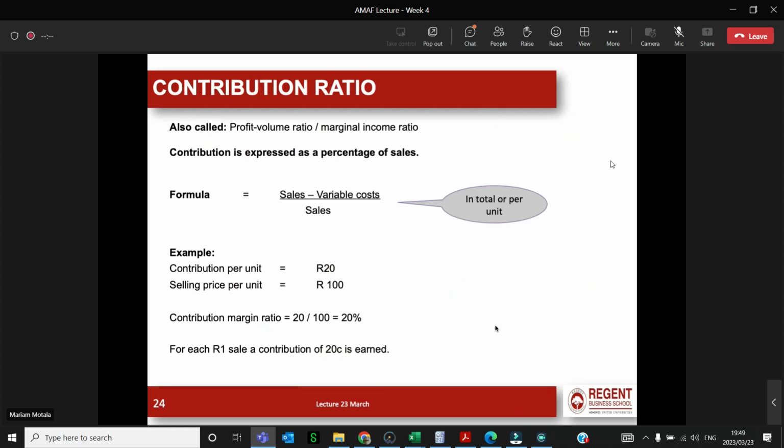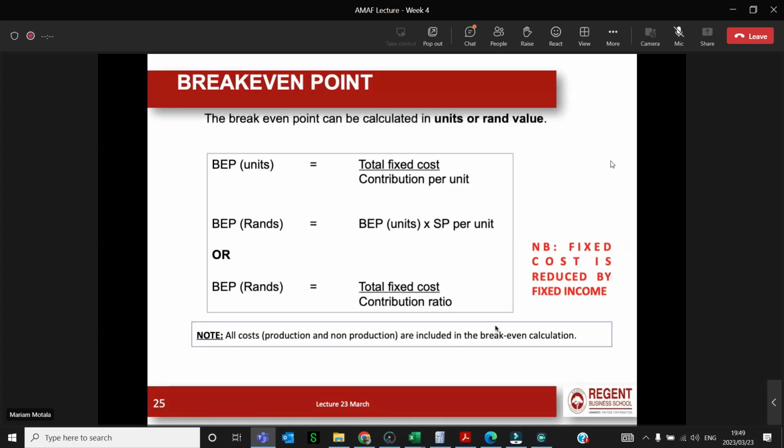We also think about contribution ratios, which is the contribution over the sales value, because our break-even point, we are interested in our total fixed cost over our contribution per unit. Remember, sometimes you have fixed income, and that fixed income reduces. So when you think about the fixed cost, it is total fixed cost less any fixed income divided by your contribution per unit.